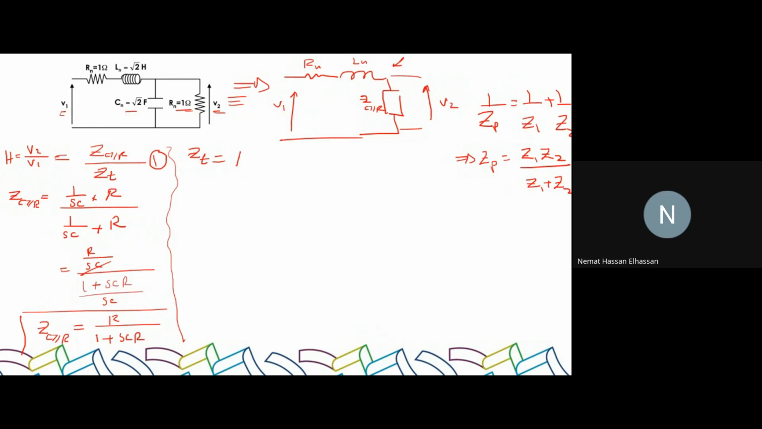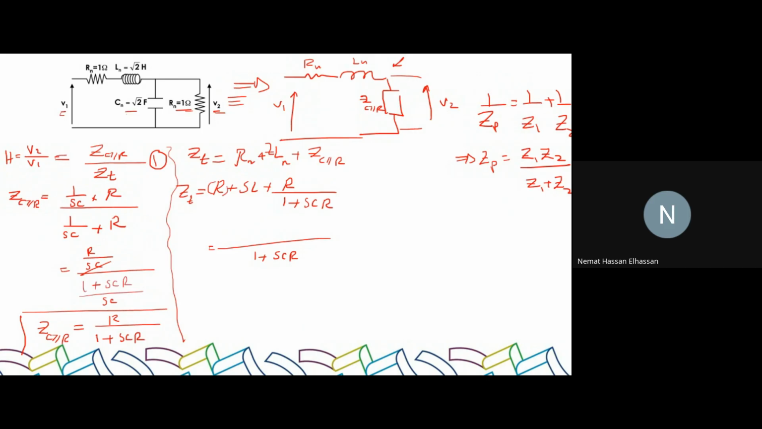So it will be what? R plus ZL plus the parallel branch ZC parallel R, right? Which is equal to what? R plus SL plus R divided by 1 plus SCR, right? To simplify the total, I'm going to combine them as a single fraction. Instead of three terms, R, SL and a fraction, I'll combine them as one fraction by unifying the denominators. The common fraction will be with the denominator of 1 plus SCR.